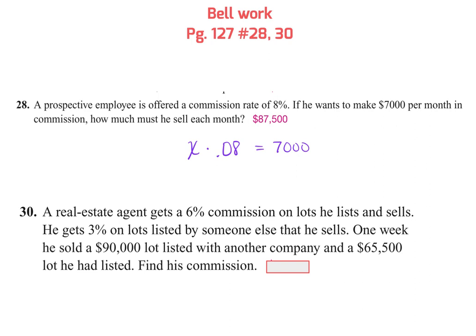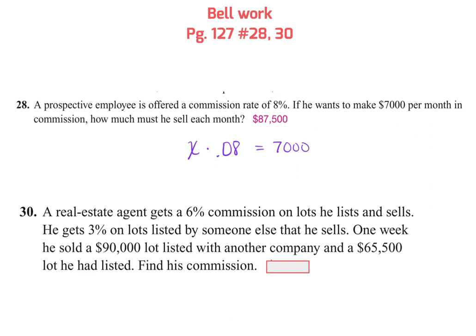All right, let's look at the next one. A real estate agent gets 6% commission on lots he sells. He gets 3% on lots that he sells that someone else lists. So if he lists the lot, he's the one that they came to sell it, and he's the one that sells it to someone else, he gets 6%. If he sells it, but someone else had the listing, he only gets 3%.